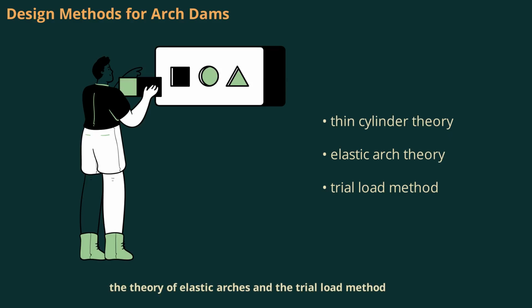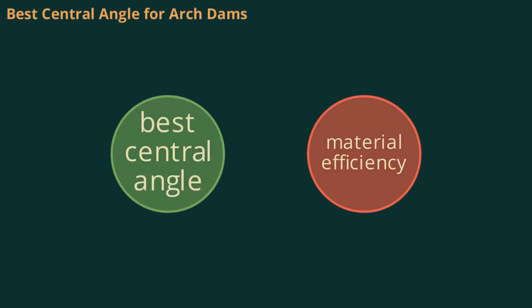There are three main methods for designing arch dams: the thin cylinder theory, the theory of elastic arches, and the trial load method. The thin cylinder theory is used for preliminary designs and assumes the dam acts as a thin shell, but it has limitations, such as ignoring temperature and abutment effects. The elastic theory accounts for additional stresses like temperature changes, shrinkage, and abutment yield, providing a more accurate analysis. The trial load method is also used for complex cases. Key concept in arch dam design is the best central angle.